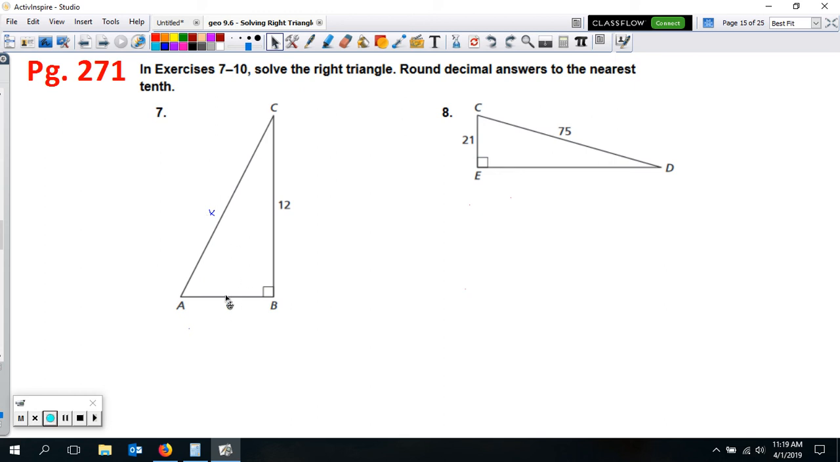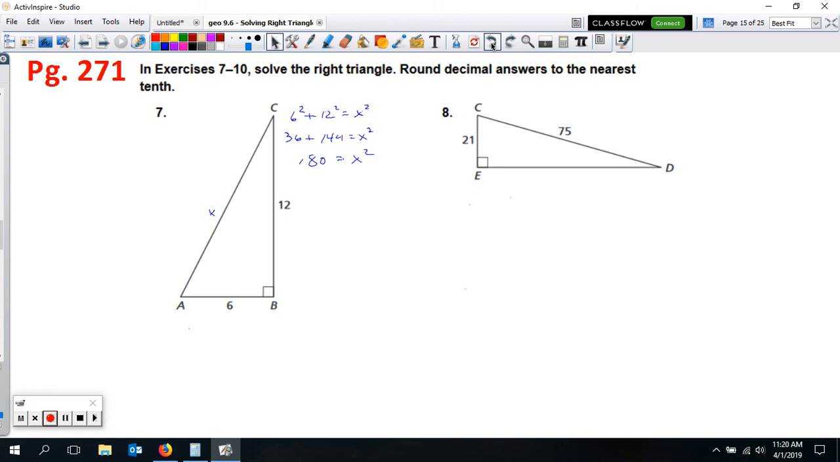So here's your A squared, your B squared. So 6 squared plus 12 squared will equal X squared. That's what we're going to be doing here, and we're just going to work this out. So this is going to be 36, 144. So 36 plus 144 equals X squared. Add those together, we get 180 is equal to X squared.